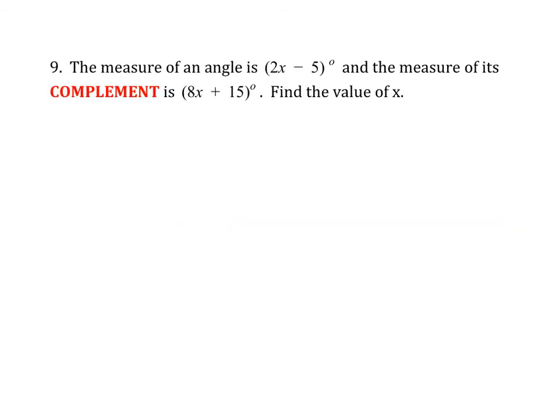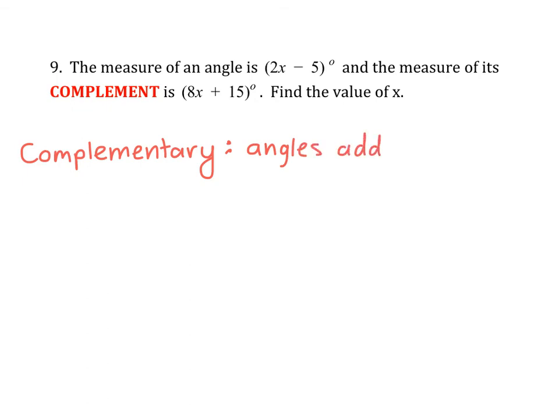Okay, here it says the measure of an angle is 2x minus 5 degrees, and its complement is 8x plus 15. Find the value of x. So let's talk about what a complement is, and it goes with the word complementary. So remember, supplementary is when the two angles add up to 180. Complementary is when the angles add up to 90 degrees. So if I know its complement is 8x plus 15, I can say that they must add up to 90 degrees. So 2x minus 5 plus 8x plus 15 equals 90.